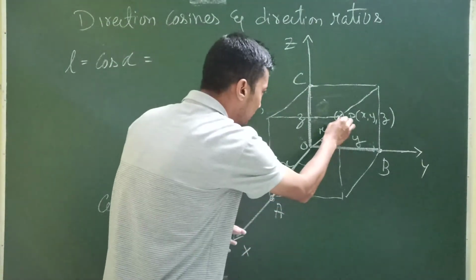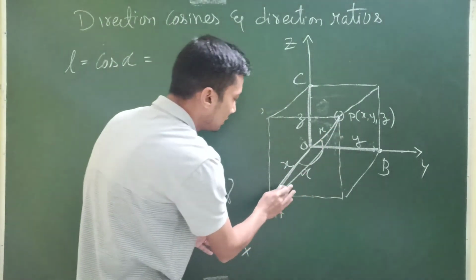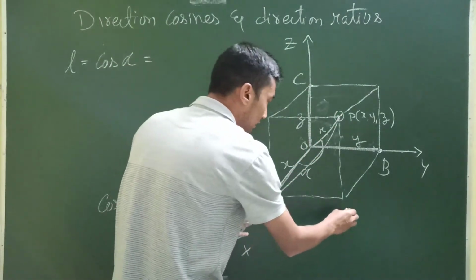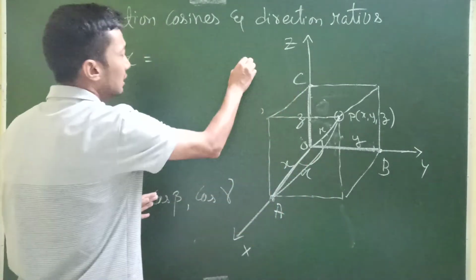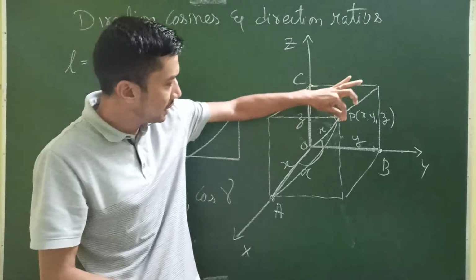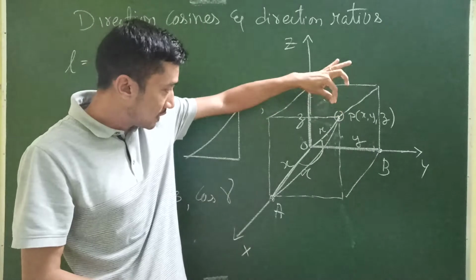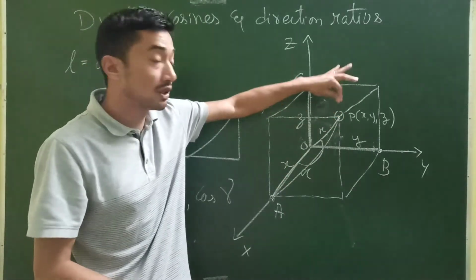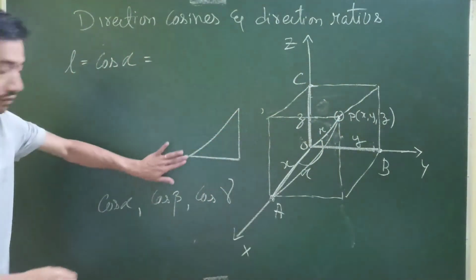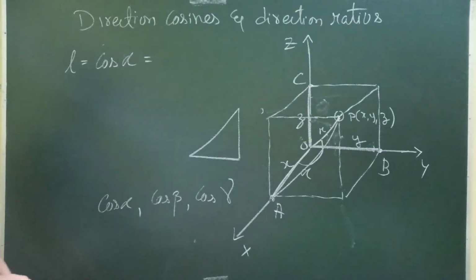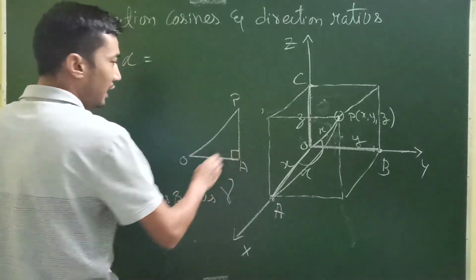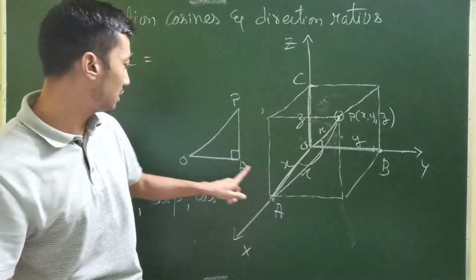Now if I just join OP, then in reality it is going to be a right angle triangle, because this point P is in space here. And if I join OA, because it's on the surface of a cube, it's going to be PAO, where PA is actually perpendicular to OA.